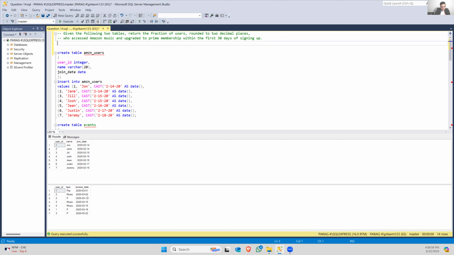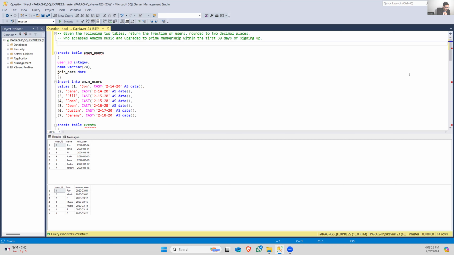So what we want is all the customers who access Amazon Music in particular, and how many of those customers bought the Prime membership within 30 days. P here stands for the Prime subscription, and Pay is something we do not need, but it's been there. So that's basically the understanding of the question.